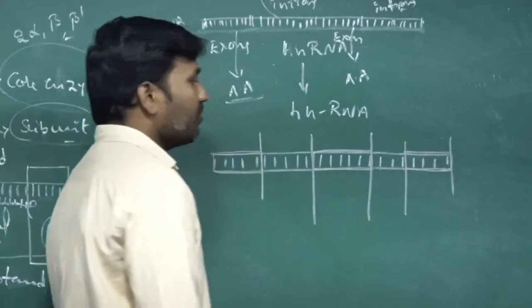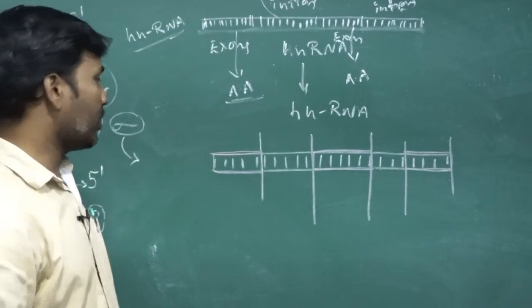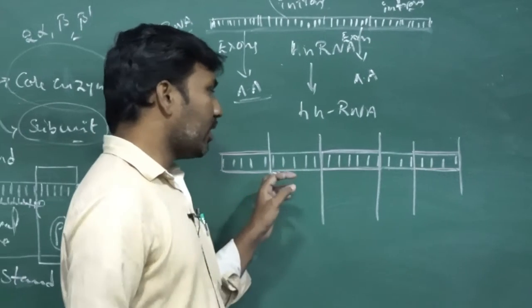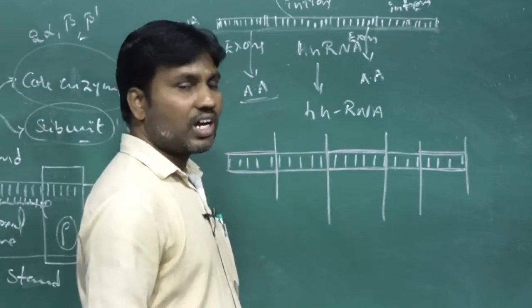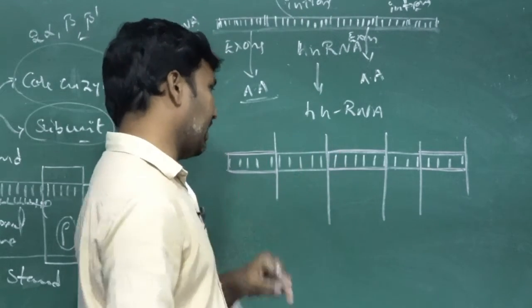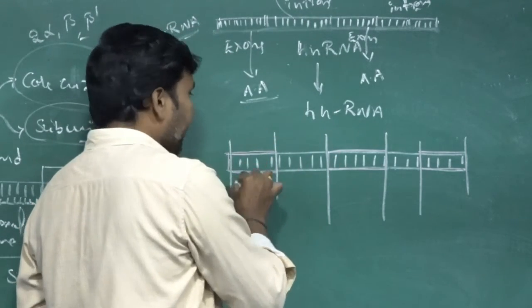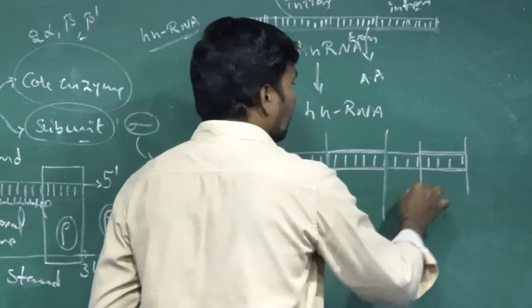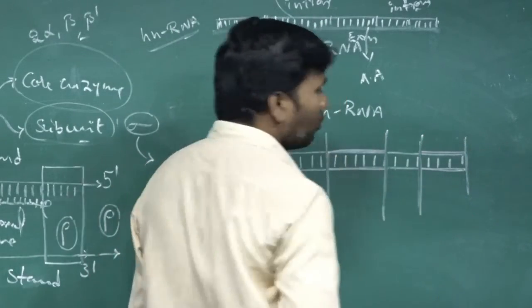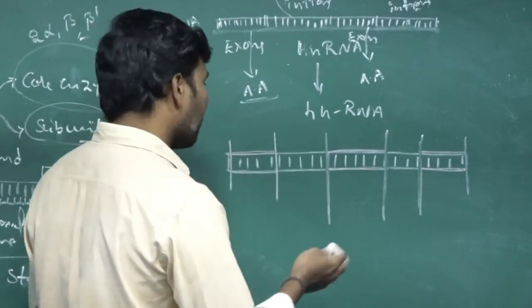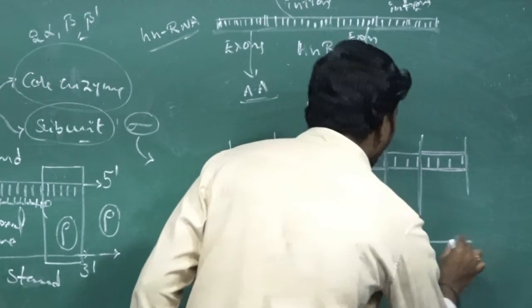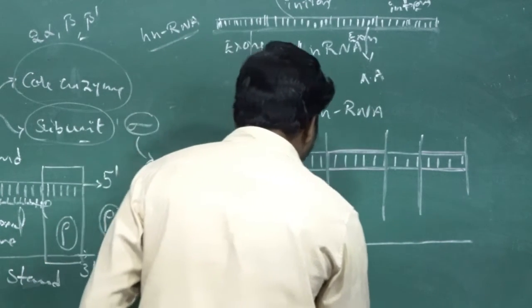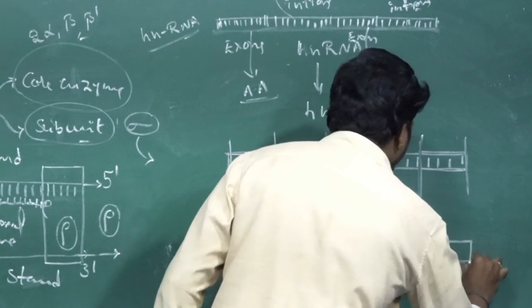For this, specific proteins are needed: the spliceosomes, which are present in the nucleus. They are going to conduct the splicing. Splicing means cutting here. Wherever the exon region is, they are going to break down those particular portions. After the splicing, whatever introns are there, they are going to remove, and only the exons are going to be attached.